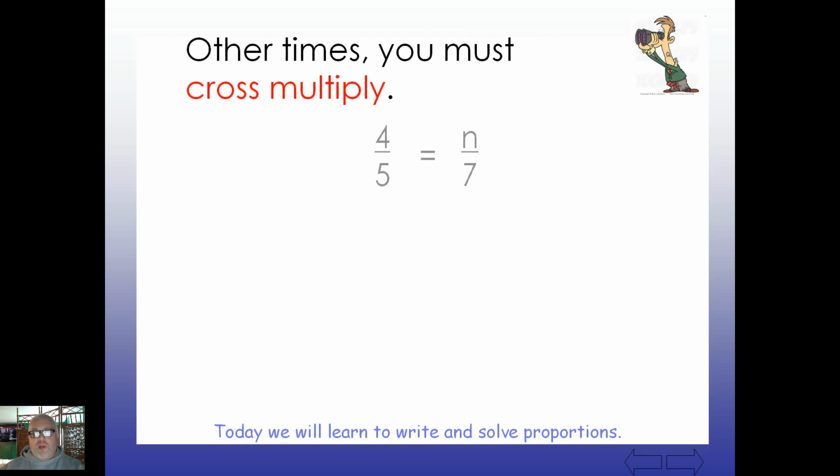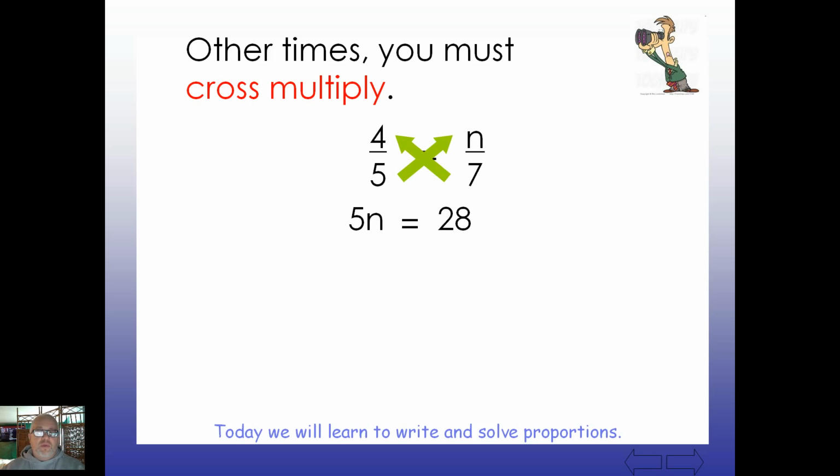Now otherwise, we're going to have to cross multiply. Now cross multiplication will always work. So if you don't want to worry about looking for equivalency, you can just always cross multiply. 5 times n is equal to 7 times 4, which of course is 28.